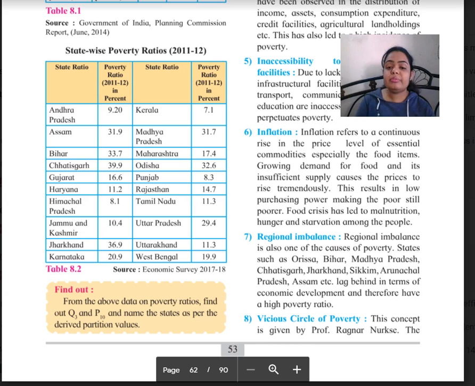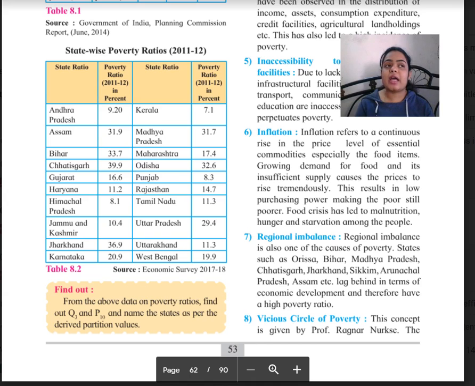Inflation. Inflation means a continuous rise in the price level of essential commodities, especially food items. So there are many essential commodities which are getting higher prices. Many basic requirements have changed in price, and there is a tremendous rise, as both demand and supply of the items are getting affected, so it is showing a rise in prices. So this results in low purchasing power. Not everyone can afford the higher prices of each and every good.